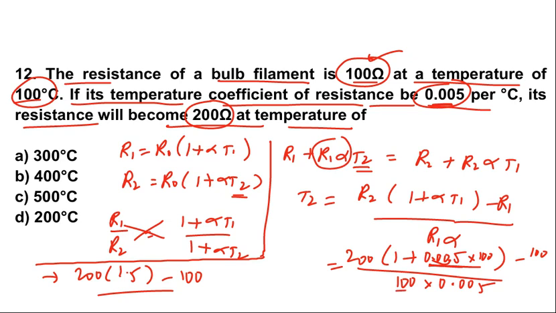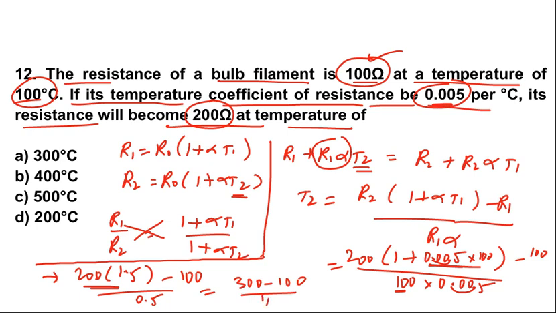When you multiply with 100, what you will get? This point will move 2 zeros, so it moves to this one. So 0.5 you will get here. So 200 into 1.5, how much you will get? This point will get cancelled. So 15 into 20, that is 300. 300 minus 100 by 0.5.